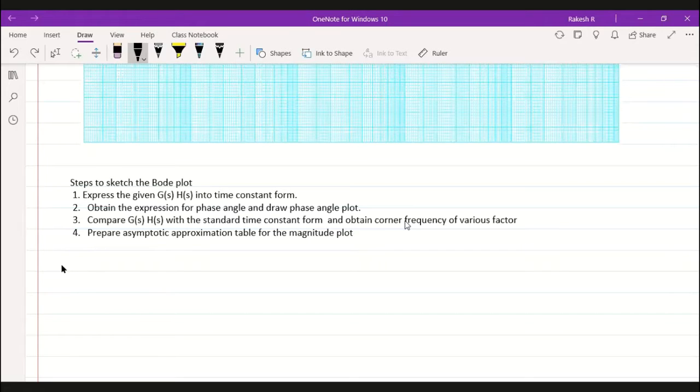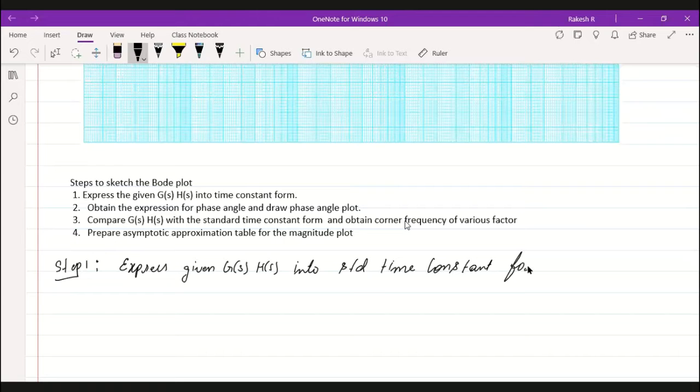Right. Now, first step, what I have told, step 1 is to express the given g of s into h of s in the standard time constant form, right? That is, express the given g of s into h of s into standard time constant form.